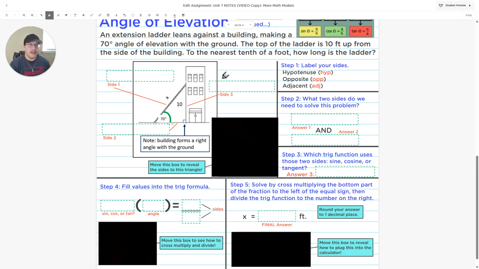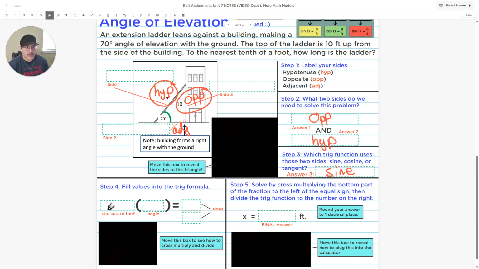First off, let's create the image, which you see right here. Next, label your sides. We know that the side with 10, the side that goes from the bottom to the top of the ladder, is the opposite. We know the diagonal is always the hypotenuse. And the side right here that touches the angle is the adjacent. What two sides do we need to solve the problem? We need the opposite and the hypotenuse. Which trig function uses those two sides? Sine uses those two sides.